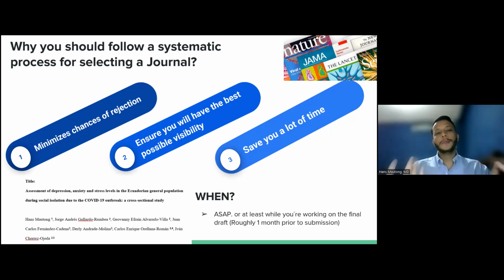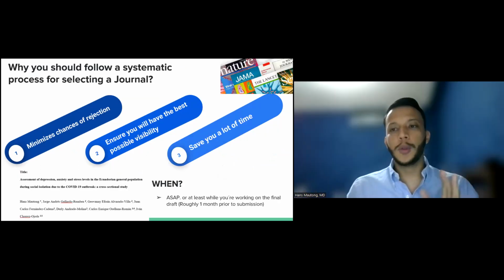Okay, and the third one is that it will save you a lot of time, primarily because, as said in point one, it will minimize the chances of rejection, but you will also be able to format your manuscript on time and not spend extra days or even weeks when you're in the final part of the submission process.